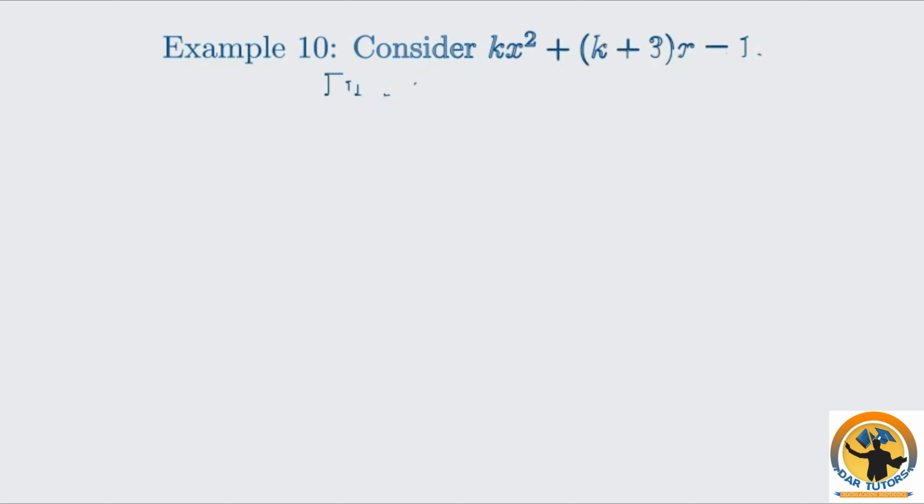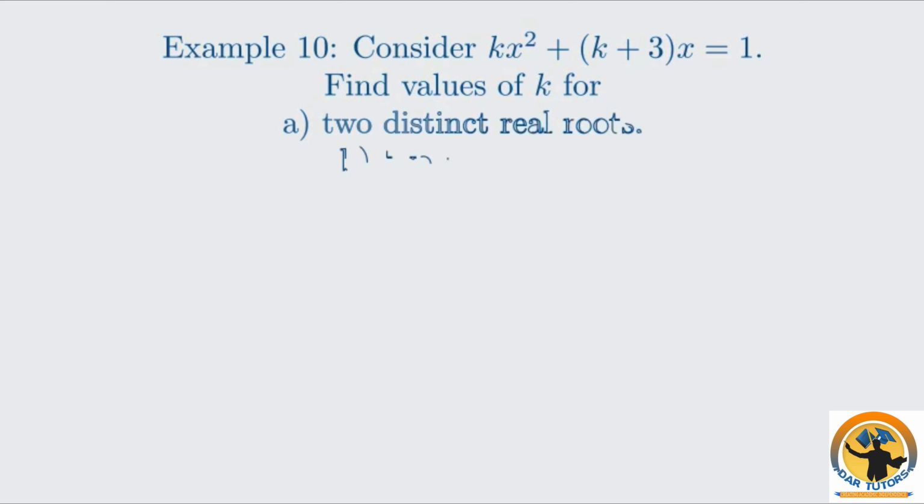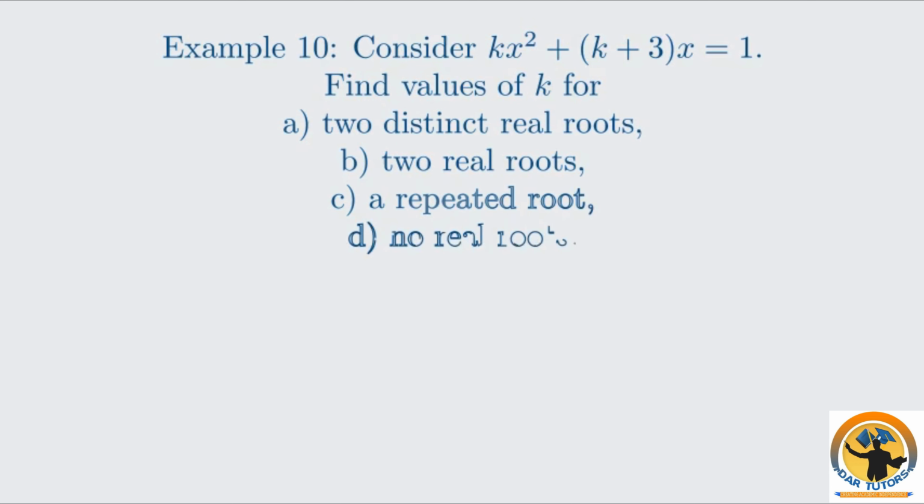Let's tackle a more complex example involving an unknown constant. Consider the equation kx squared plus the quantity k plus 3 times x equals 1. We need to find the values of k for which the equation has two distinct real roots, two real roots, a repeated root, and no real roots.